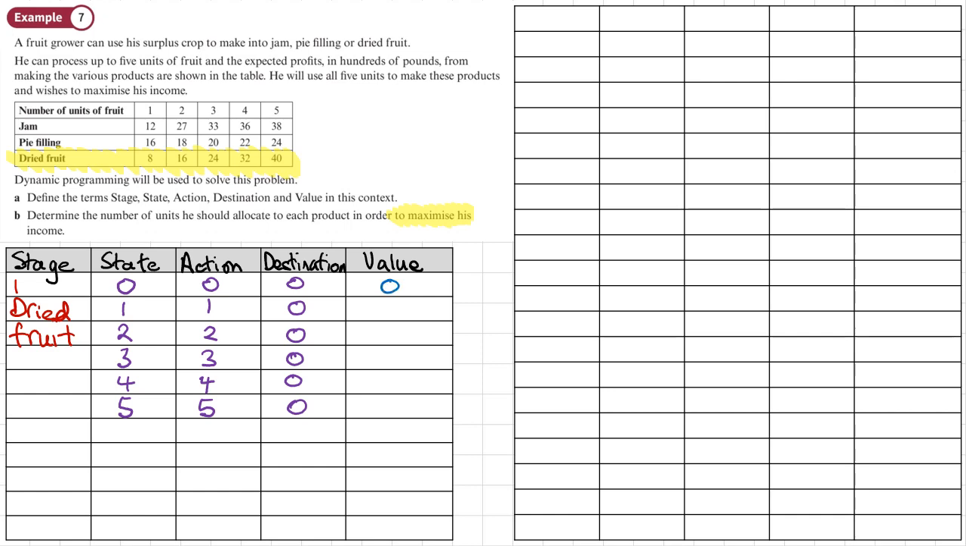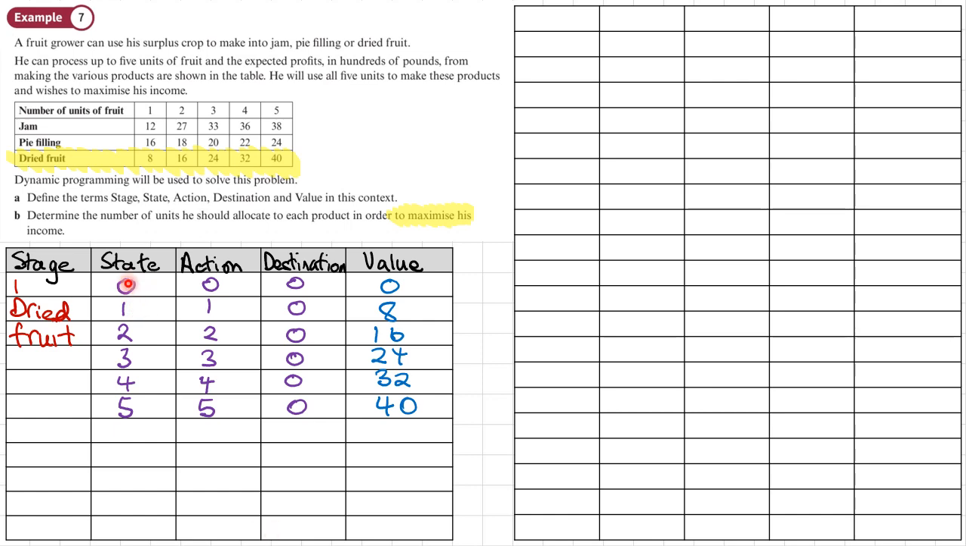If 1 unit has been used, then its cost is 8, 2 units 16, 3 units 24, 4 units 32, and all 5 units 40.